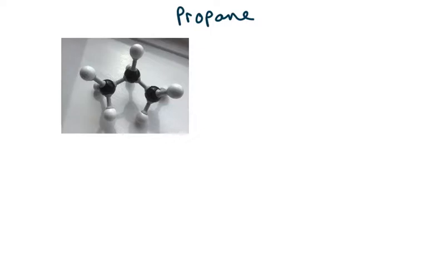Okay, so the next hydrocarbon in our family of alkanes is propane. Notice again we've got the -ane, and then prop means 3 when we're looking at naming hydrocarbons. So prop means 3. So again, I can draw the formulae for this.